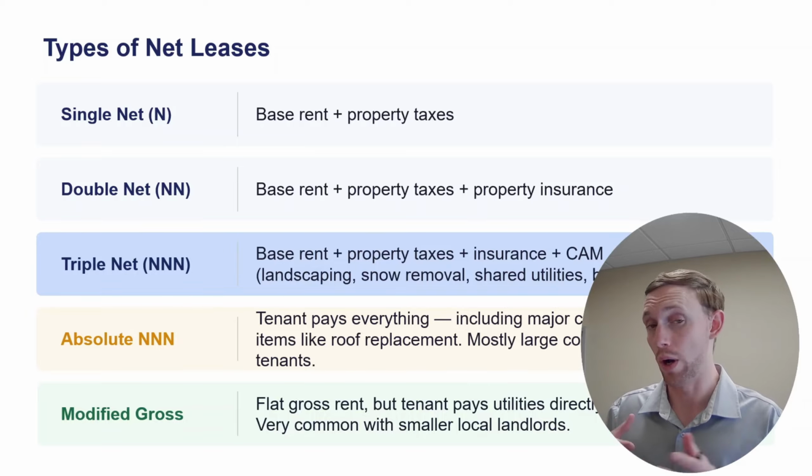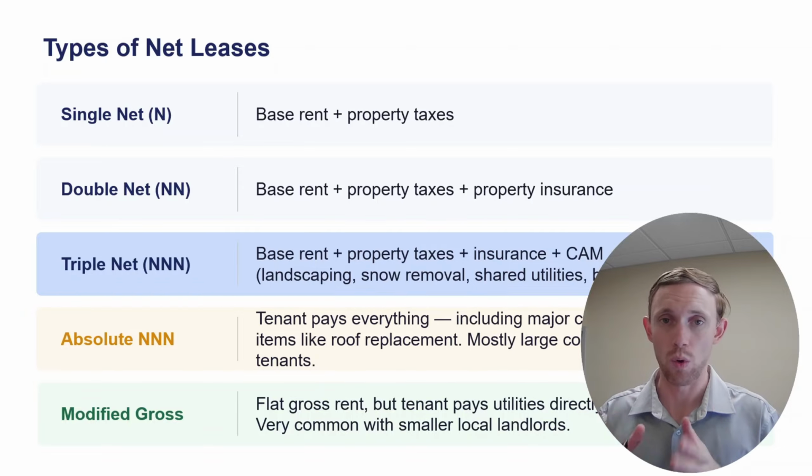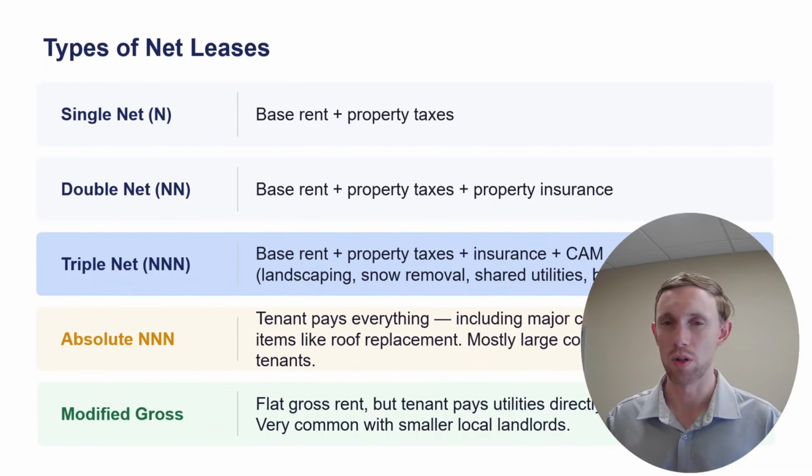The tenant actually pays directly the taxes and insurance. Like the tenant handles everything, and the landlord just gets their one check each month, and that's all they do. These are not very common. This is mostly only with big corporate tenants, things like a Starbucks or a Walgreens, something like that.